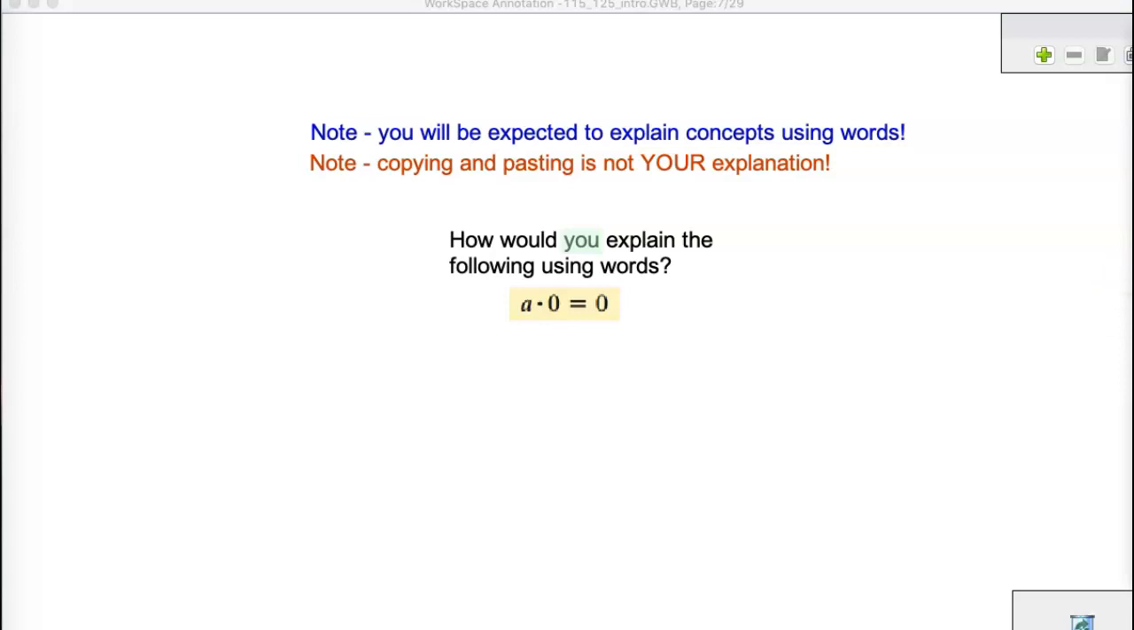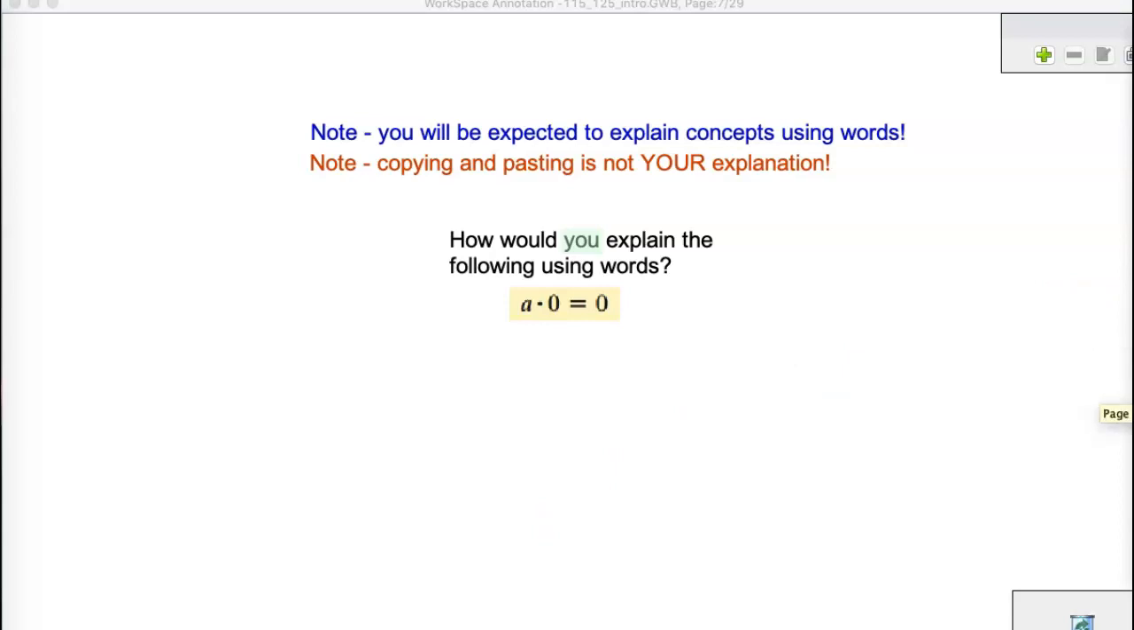So let's take a look here. Note, you will be expected to explain concepts using words. There's been a problem, so I'm making you all aware that copying and pasting from the internet or other sources is not your explanation, right? I just want us to clarify that and get that on the table. So how would you explain the following using words? A times 0 equals 0. What does that mean to you?